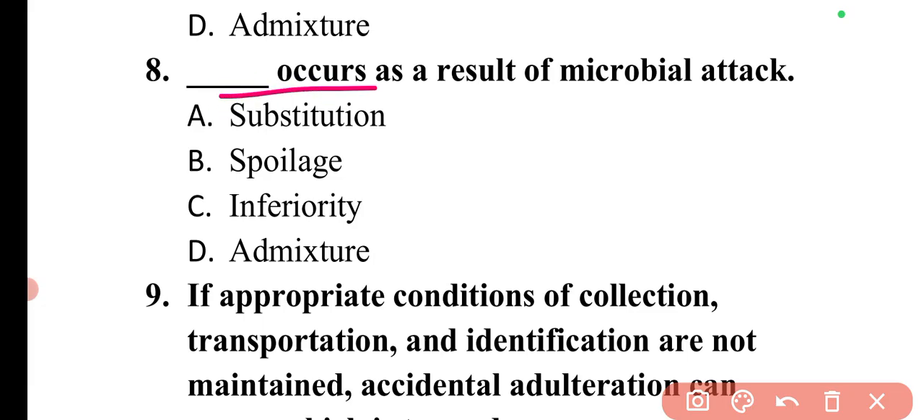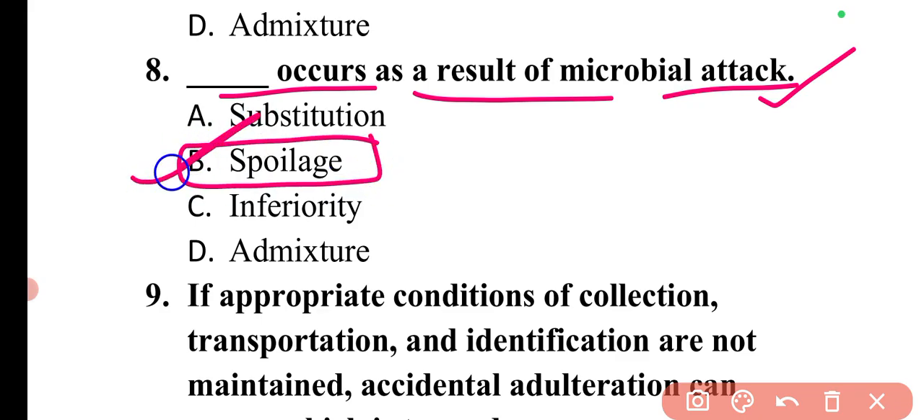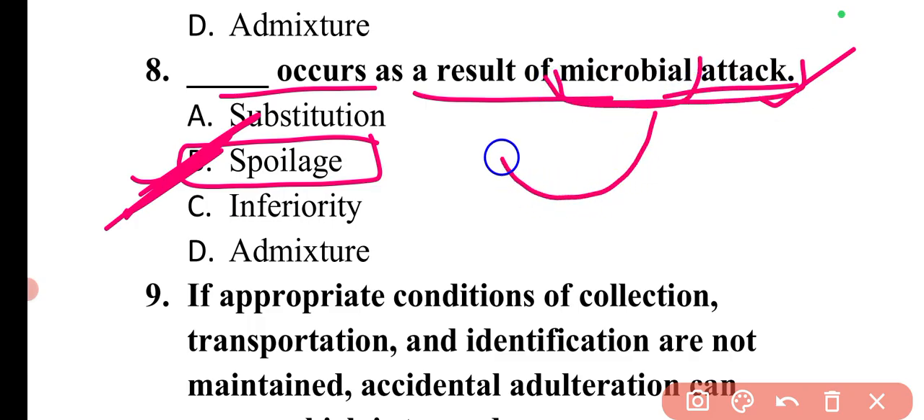Next question is, dash occurs as a result of microbial attack. So spoilage is the term. Spoilage occurs as a result of microbial attack. When microbes attack certain substances, then that substance or that material will spoil.